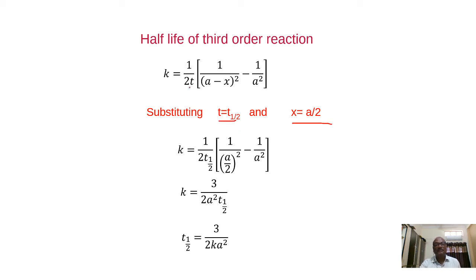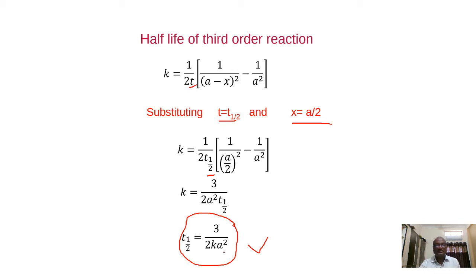And substituting, t becomes t of, a minus x becomes a by 2. So we are substituting these t of and a by 2. So k is equal to 3 by 2 a square into t of, and t of becomes equal to 3 by 2 into k a square. So what is the relation? T of is inversely proportional to a square.